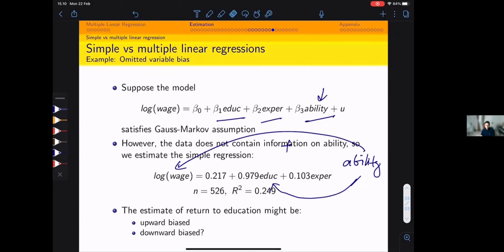Okay. So again, the idea is that ability, which is the variable that we omit, has a positive correlation with wages. At the same time, ability also has a positive relationship with education. And so if we have a positive correlation between the omitted variable and the outcome variable, and at the same time a positive relationship between ability and the explanatory variable of interest, do we have a case of positive bias or negative bias? Any thoughts?